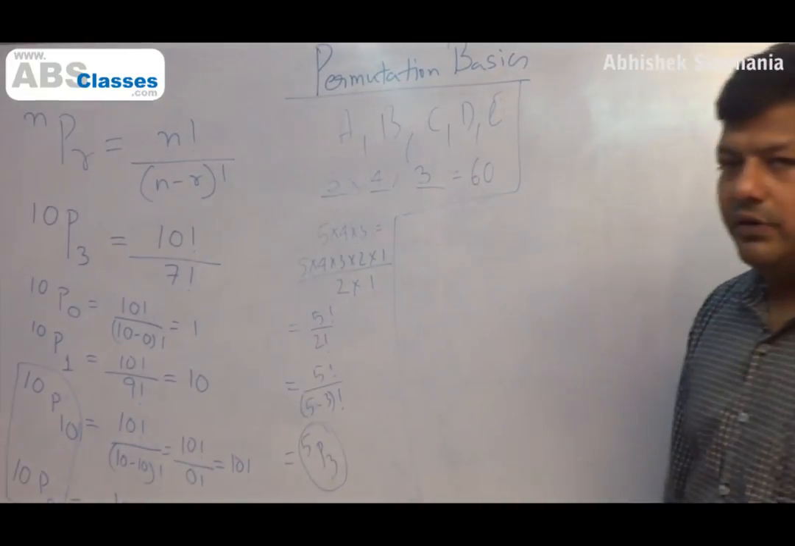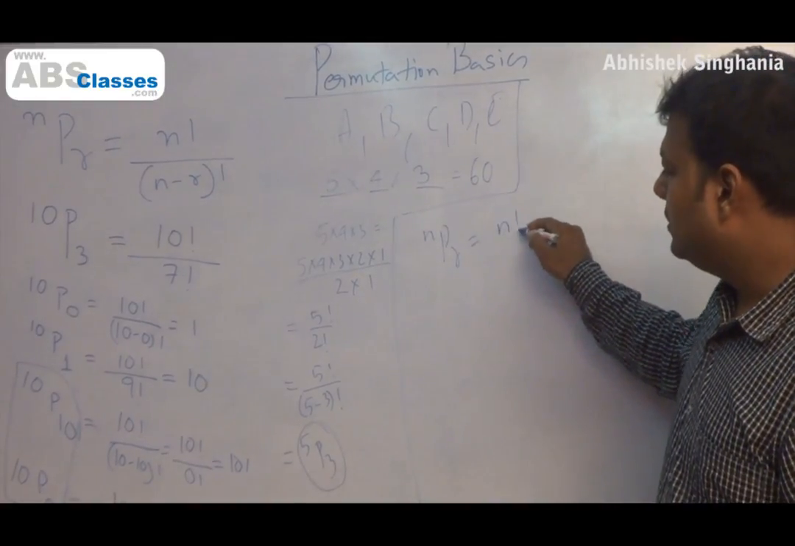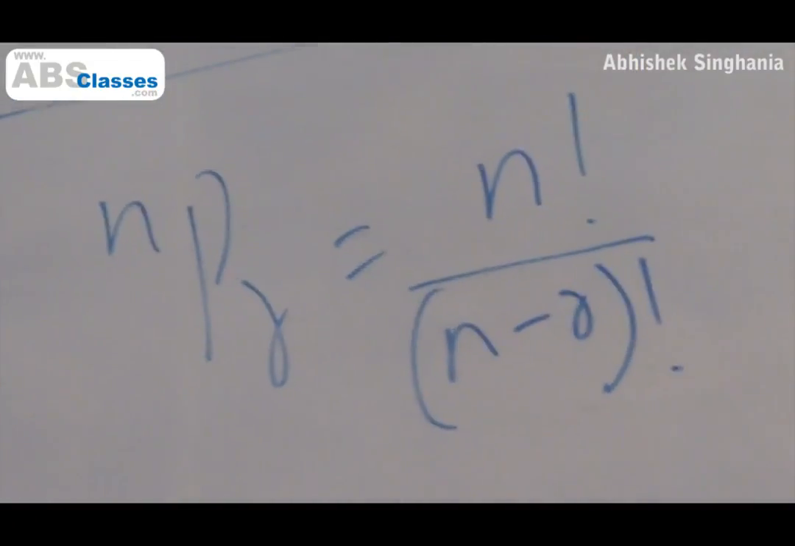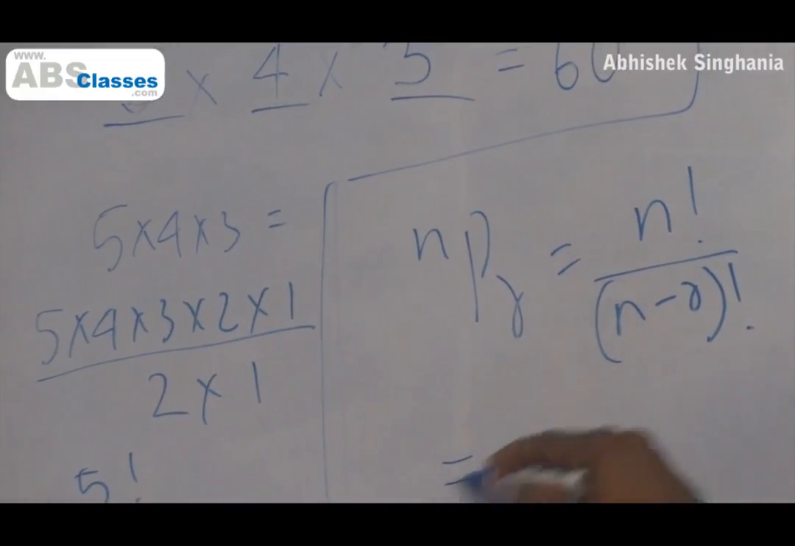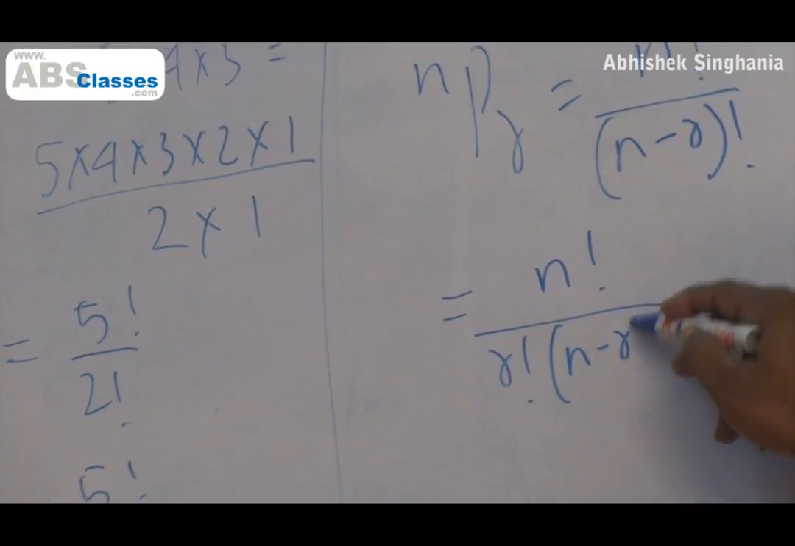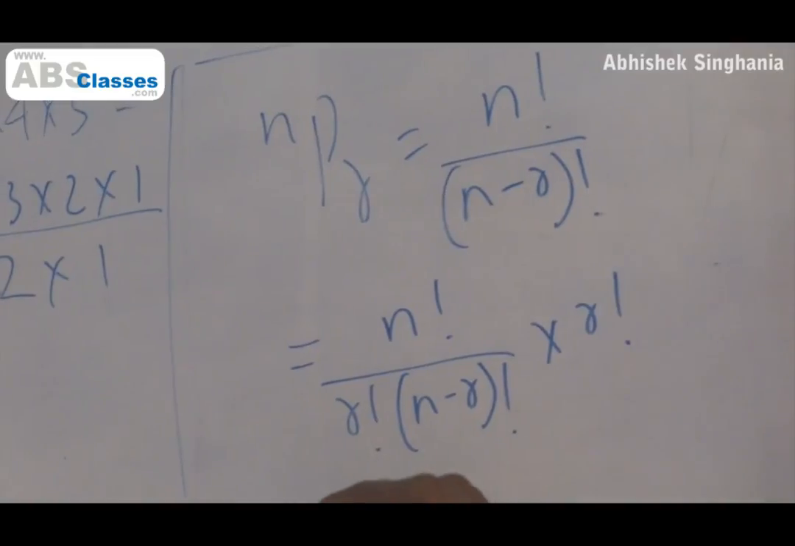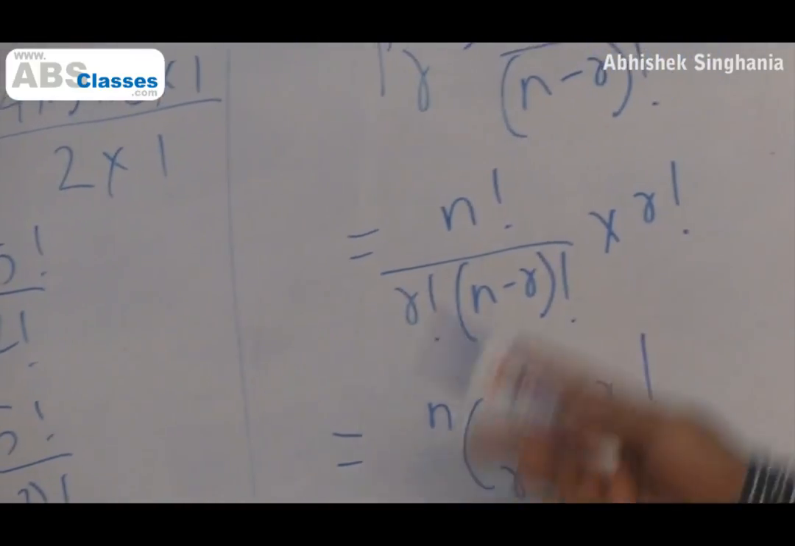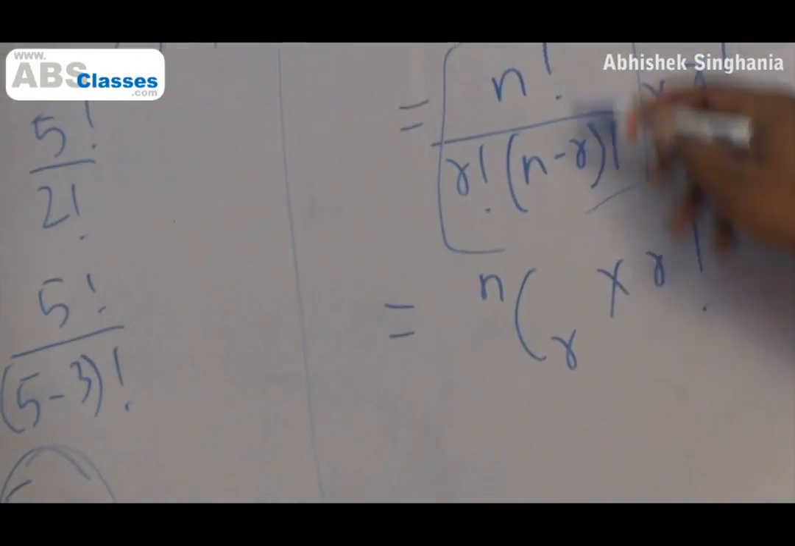One more thing that I would like to emphasize on this is that nPr is equal to n factorial by n minus r factorial. We all know this. Now if you see, this is equal to n factorial by r factorial into n minus r factorial into r factorial, which is equal to nCr into r factorial. We'll do this in the combination session, that this expression that I have written here is same as nCr.